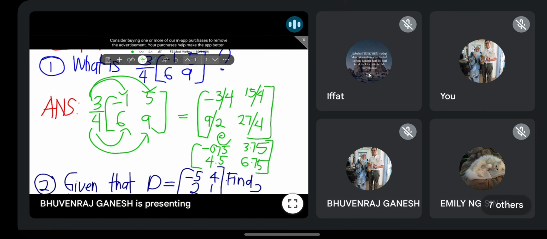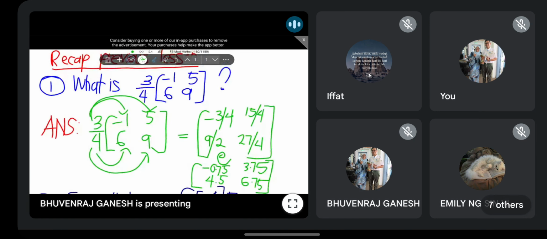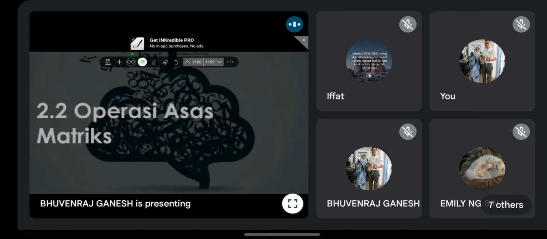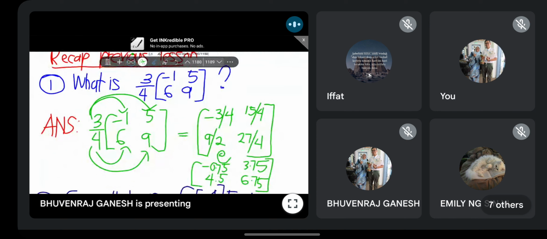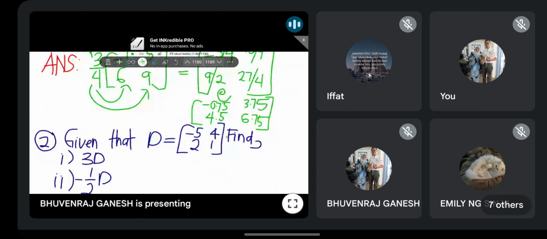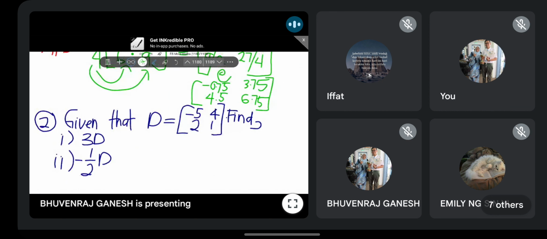Okay, so do you all understand, guys? The first question, how to solve? This is the basic on matrix multiplication that you all must understand. Okay, this is the basic question. Okay, so we continue to the second question. Okay, so the second question looks like this. Okay, they give you the D, the matrix D, dia macam ni, it looks like this. So mereka suruh cari 3D and also negative half D.